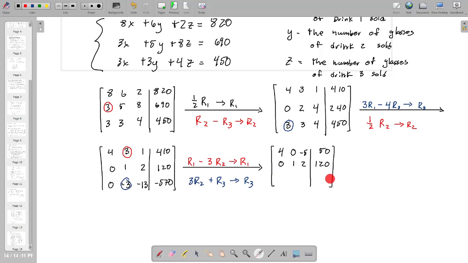Now we do row 3. 3 times row 2 plus row 3. So 3 times 0 plus 0 is 0. 3 times 1 plus negative 3. 3 times 1 is 3. 3 plus negative 3 is 0. 3 times 2 plus a negative 13. 3 times 2 is 6. 6 plus negative 13 is negative 7. 3 times 120 plus a negative 570. 3 times 120 is 360, plus a negative 570 is negative 210.